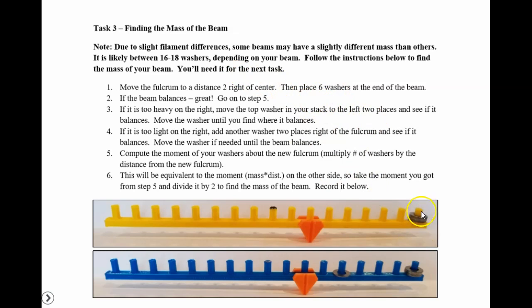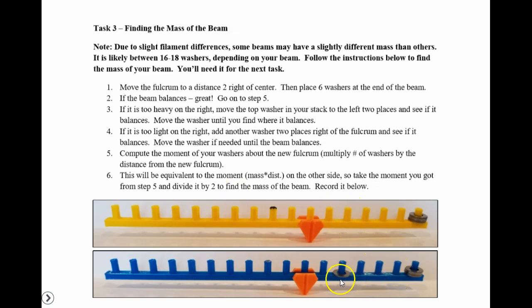So go ahead and start with a mass of 6 over here at a distance 6 from this new focal point. If the beam balances, fantastic, you're ready to just skip to step 5. If not, then you'll have to move one of these either left or maybe add an extra one. So if it's too heavy on the right, or that side of the beam is way down, then you'll want to take your top washer and start moving it over to the left. Figure out where it's going to balance.